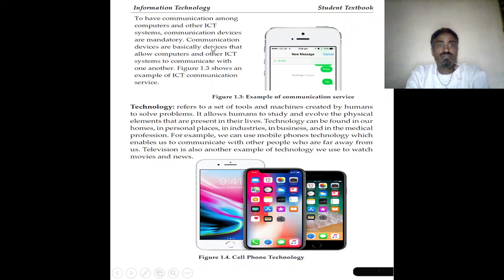The communication devices can also be mobiles. An example of a communication service here: we can use, for instance, an SMS service. It is possible to receive or send a message. We are indirectly communicating. This is how communication proceeds using digital devices like a mobile phone.